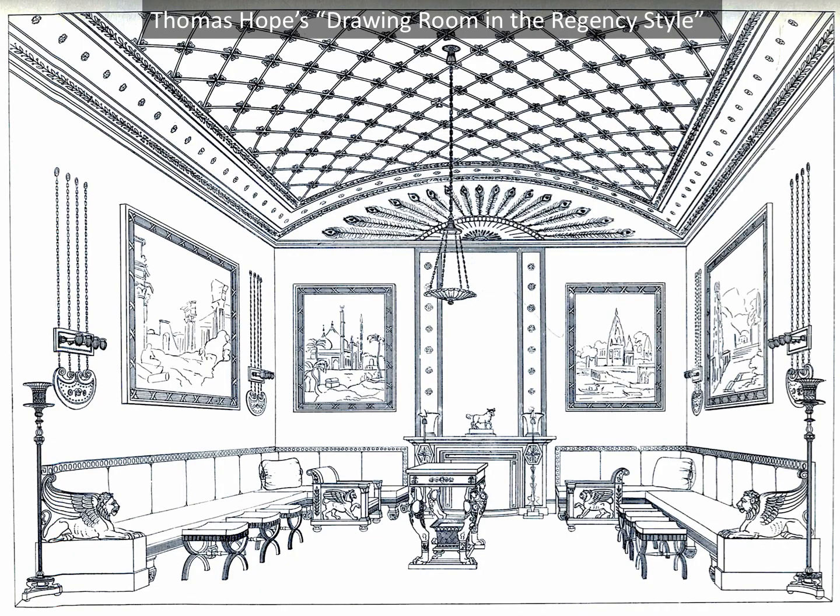Here is his drawing room in the style of the Regency. And you can see how Hope is very much defining Regency as based in ancient Greece. We have these sphinxes that look familiar. We have these stools, those look familiar. Look at this table there, looks very, very familiar out of ancient Greece.